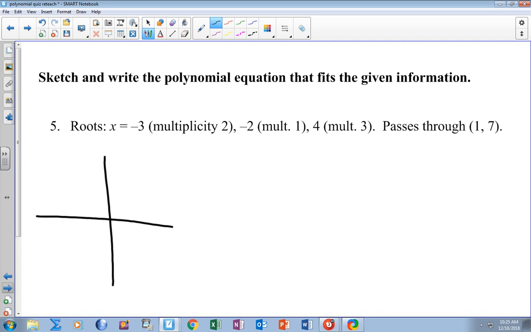So we know this is an even-powered function. We don't know if the actual a value is positive or negative, so in order to find the end behavior, we're going to have to find the equation first. We have to find the a value, and then we can sketch the graph. So we say y equals a, and now we write their factors. If we have a root at x equals -3, then that's x plus 3 for its factor. It has a multiplicity of 2, so we square it.